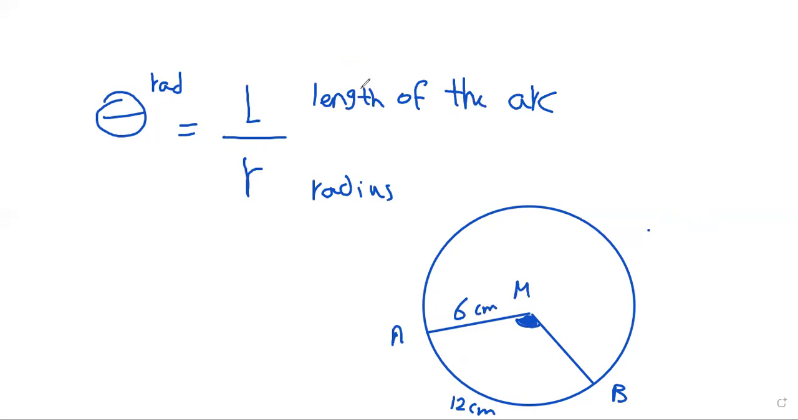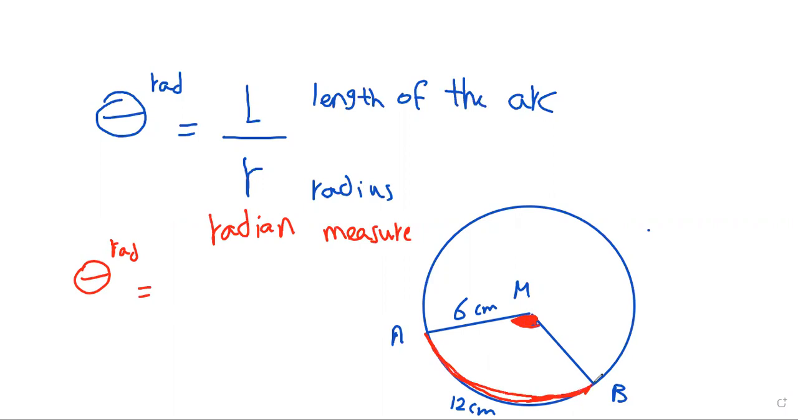So if you want to find theta radian in this case, it's a new measure for the angle, the measure of this angle in radian measure. It equals the length of the opposite arc. So what is the opposite arc? The opposite arc is 12. And this is the radius, which is 6. So theta radian equals what? 12 divided by 6. It will be 2 radians.